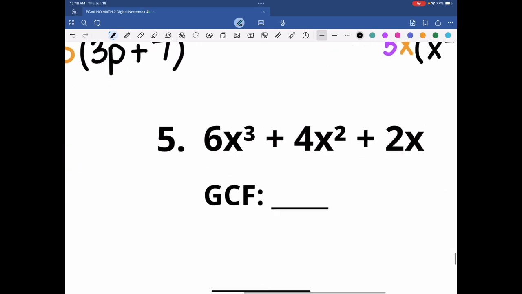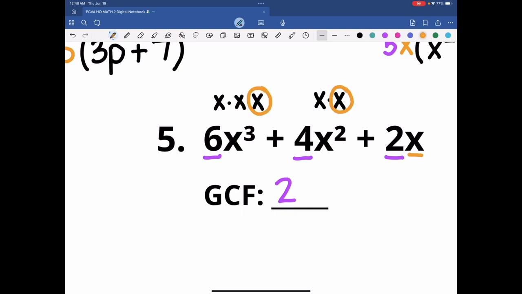All right, and this last GCF. For my numbers, I've got 6, 4, and 2. So the largest number I can divide out of all 3 of them is 2. And for my variables, I've got 3 x's here, 2 x's here, and then I've got 1. So we're able to take out 1 x from each term. So our GCF for this one is going to be 2x.